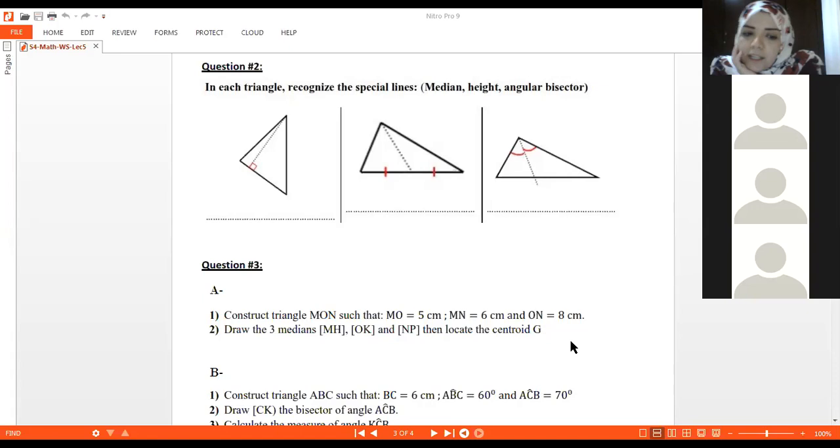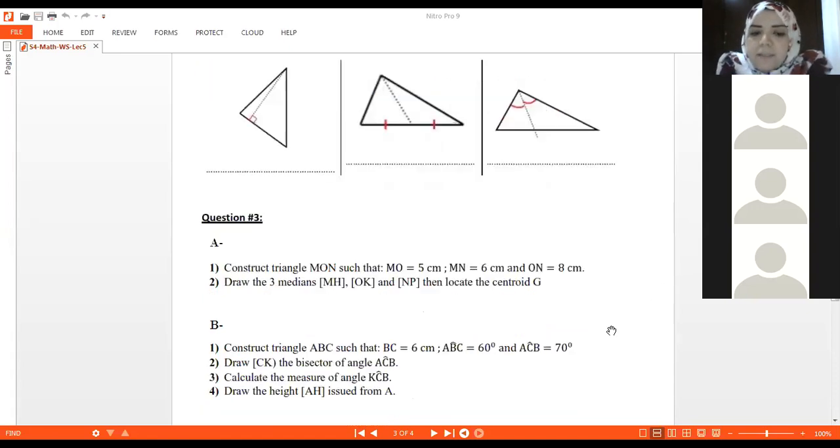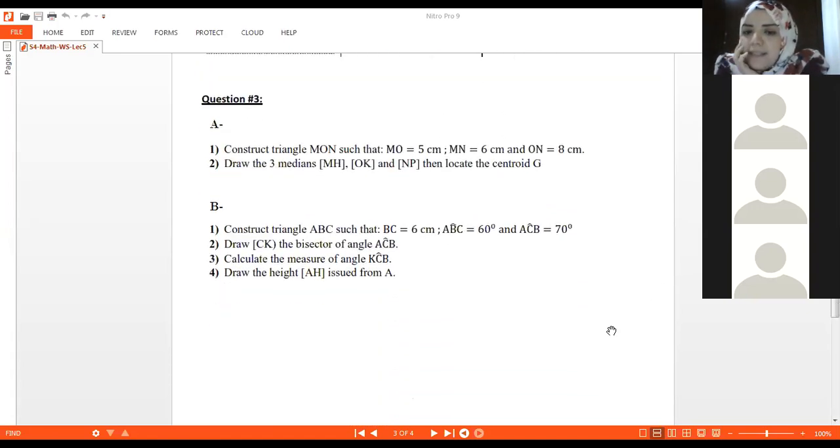In part B, construct triangle ABC such that BC is 6, angle ABC is 60, and angle ACB is 70. How do you construct this triangle?